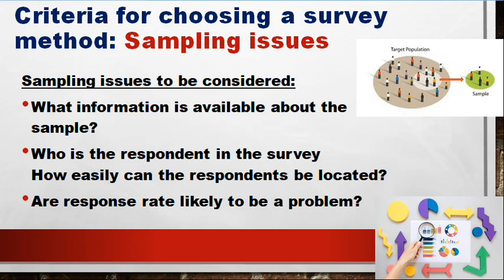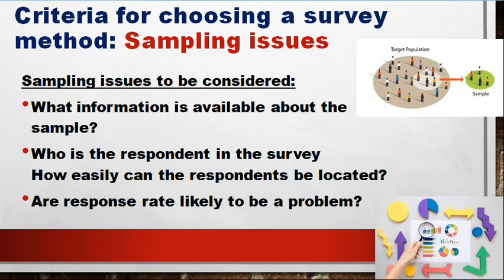But in doing that, there are key questions you need to consider. Once you have selected your sample, you ask those questions. Number one, what information do we have available about this sample? That will guide you. Information you have could determine the kind of enumerators you will use. It will also determine the kind of survey method you are going to use.